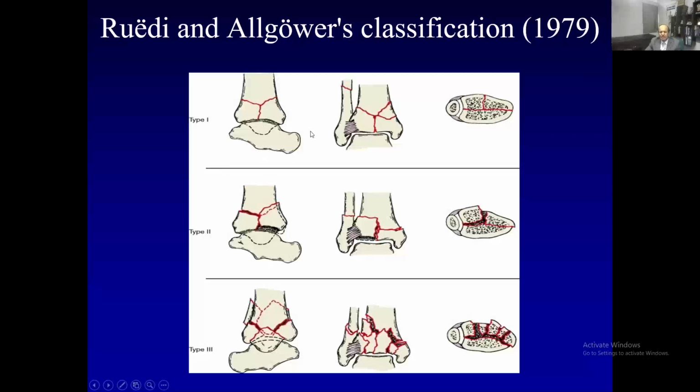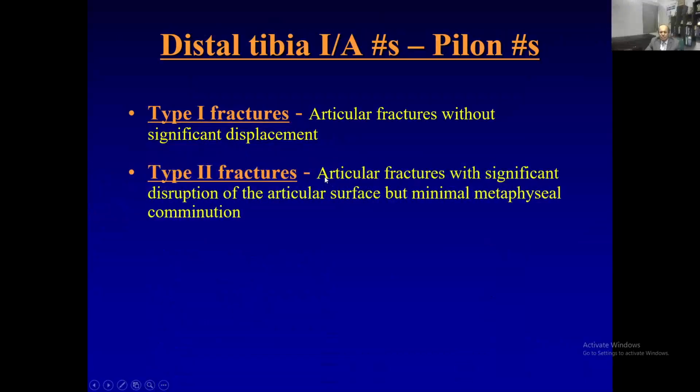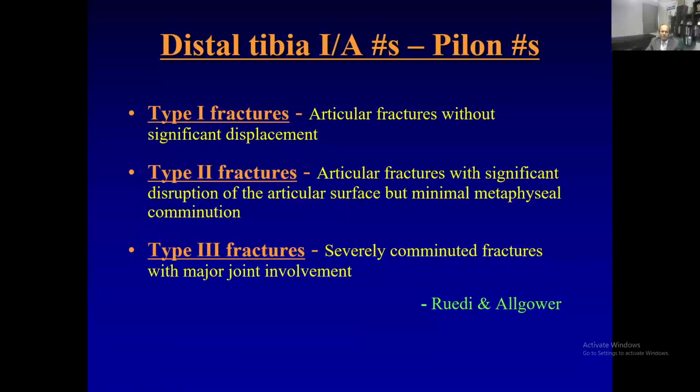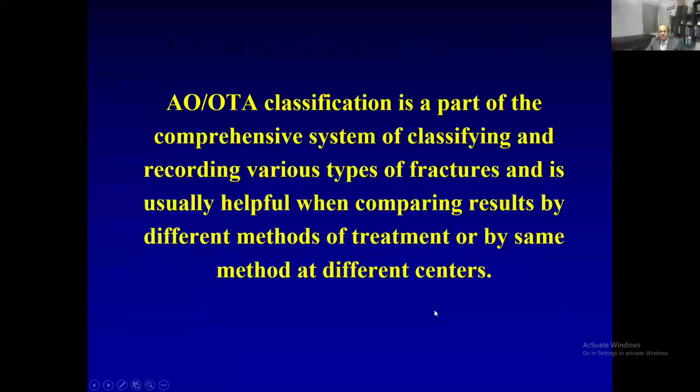There are three types. Type 1 is minimal joint displacement without significant joint involvement, type 2 is significant displacement of the articular surface but minimal comminution, and type 3 is significant comminution along with major joint involvement. Mostly these are compression injuries, as we said, and sometimes they can be torsional.